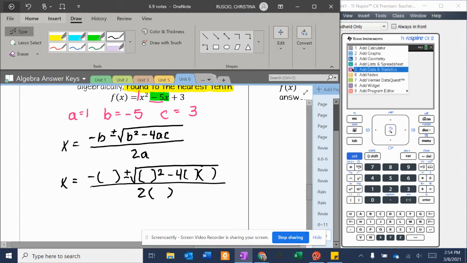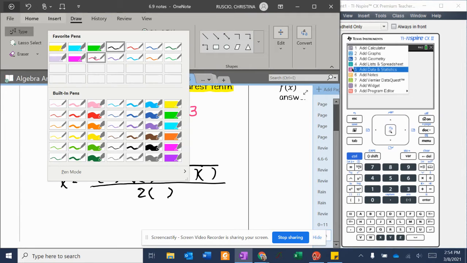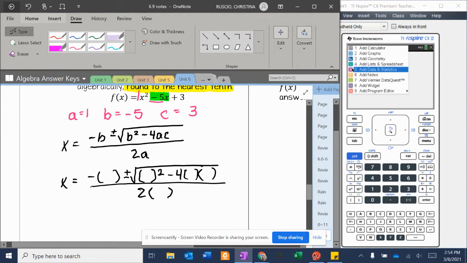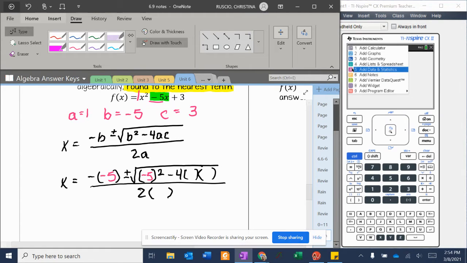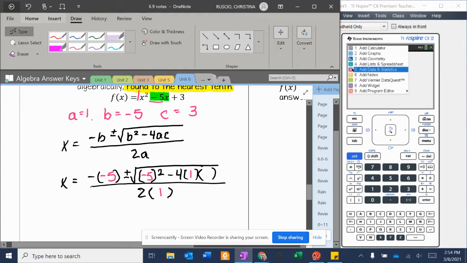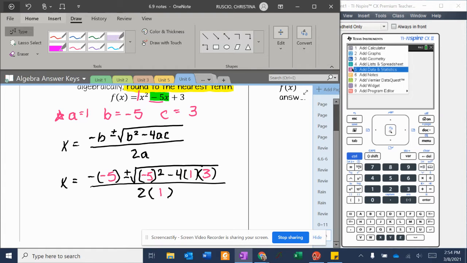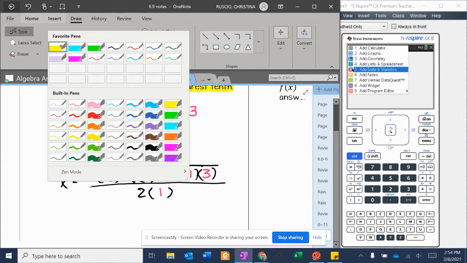Okay, now guess what we're going to do? If you said substitute, you are correct. So let's just start substituting. Anytime I see a b, I'm going to put in -5. B, B. There we are, B and B. Anytime I see an A, I'm going to put in a 1 because that's what my A is right up top here. We're using these guys here. My C is 3.